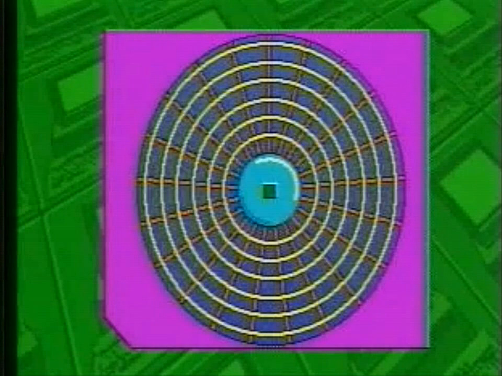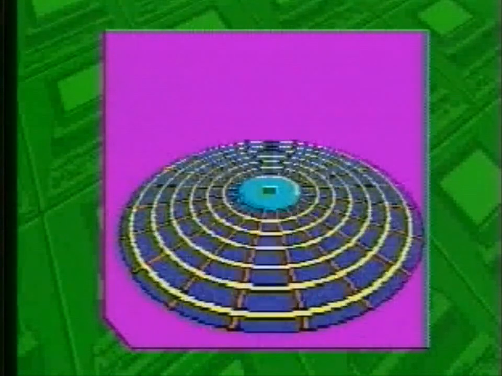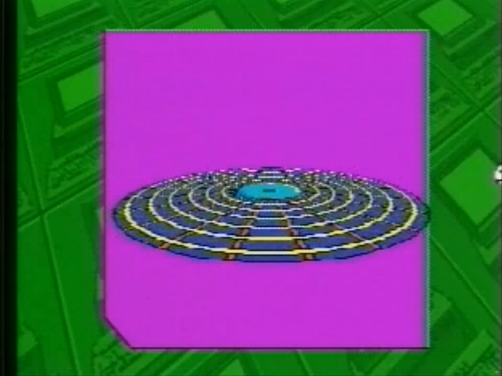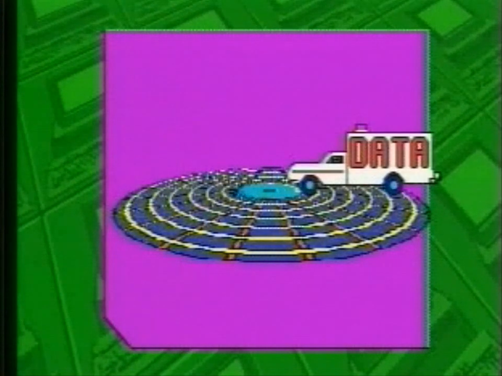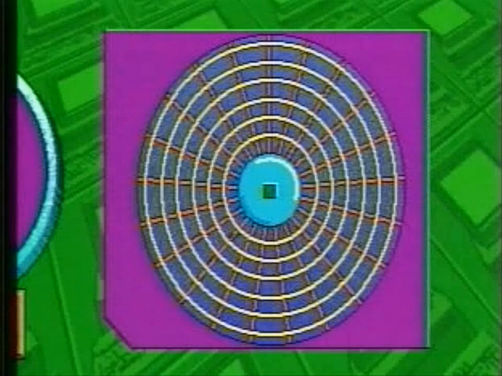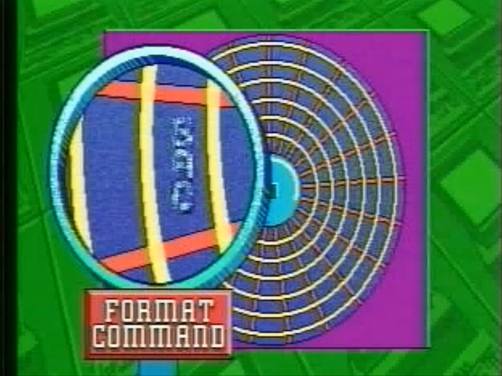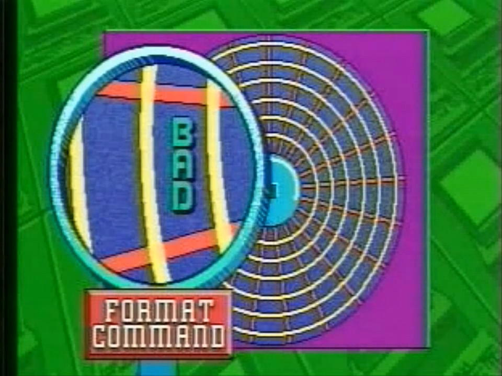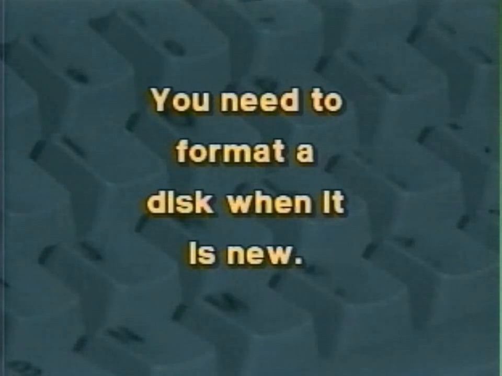This is kind of like an unmarked parking lot. Until the lines are painted on it, cars don't know where to park. These tracks and sectors tell data where to park. The format command also checks for defective spots on the diskette. You need to format a diskette when it is new. However, you can format it again at any time.